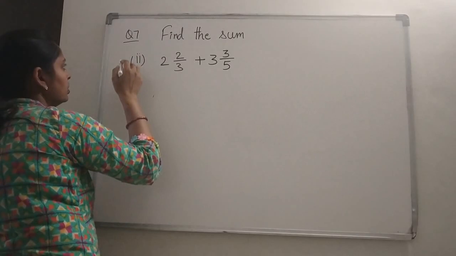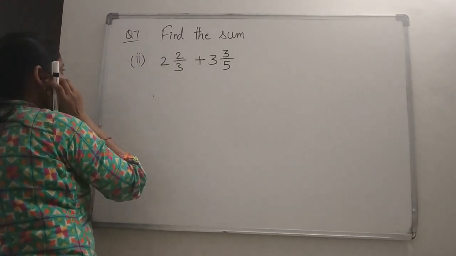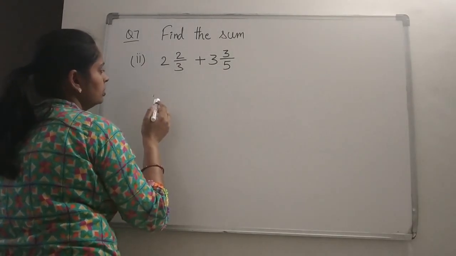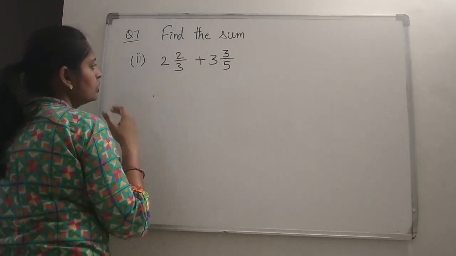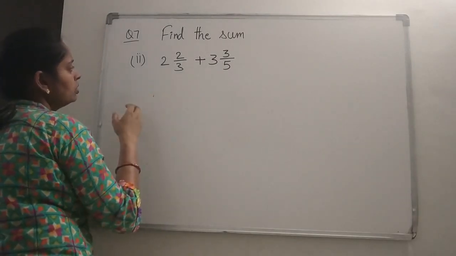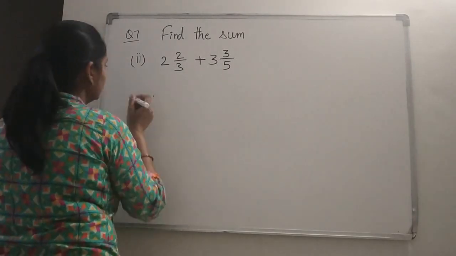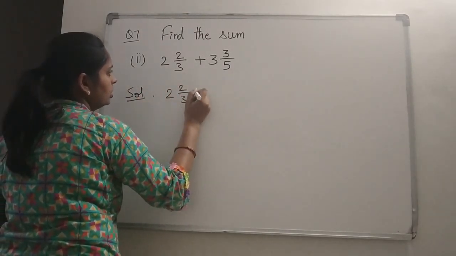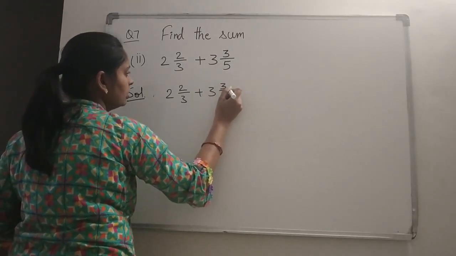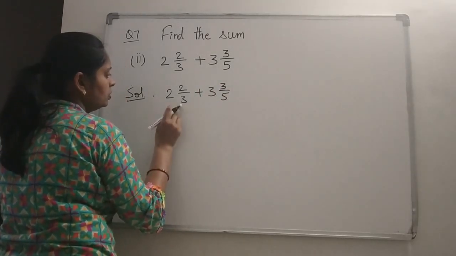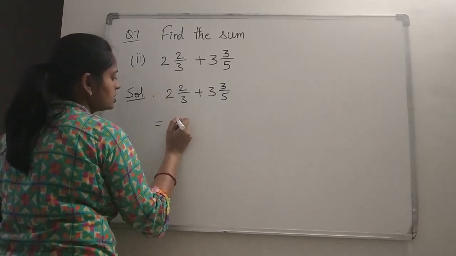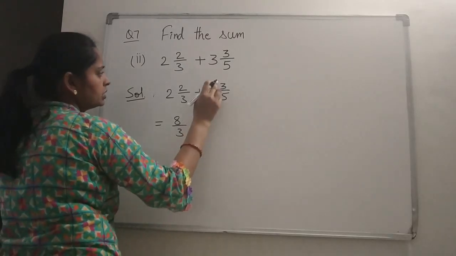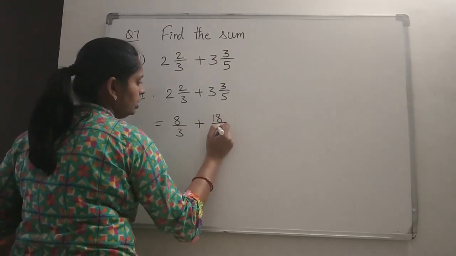Yes. Now next part of the same one, find the sum only. Second part is 2 2 by 3 plus 3 3 by 5. Whenever we are having a question with mixed fractions, what is the first step we have to follow? We have to turn them into improper fractions. So change it: 2 2 by 3 plus 3 3 by 5 will be equal to 3 2s are 6 plus 2 is 8 upon 3, plus 5 3s are 15 plus 3, 18 by 5.